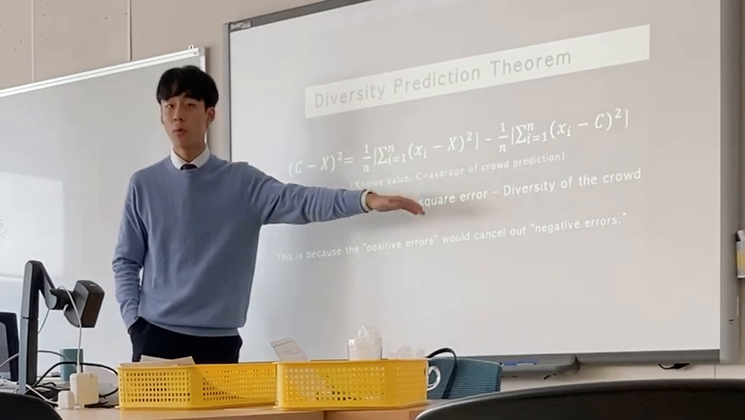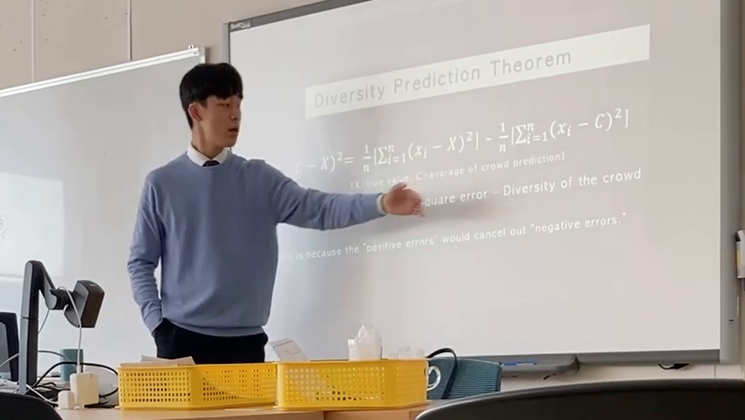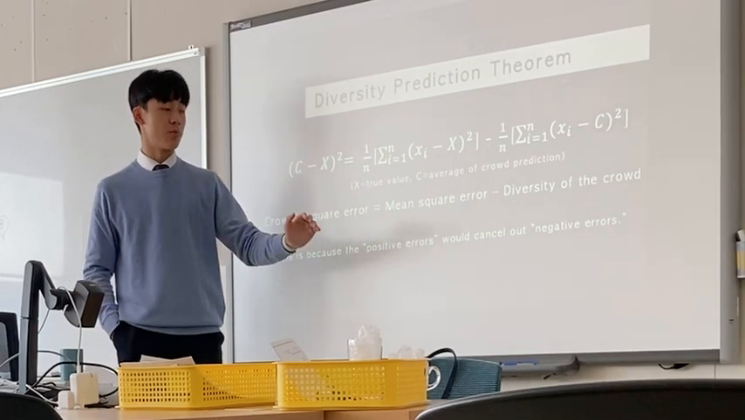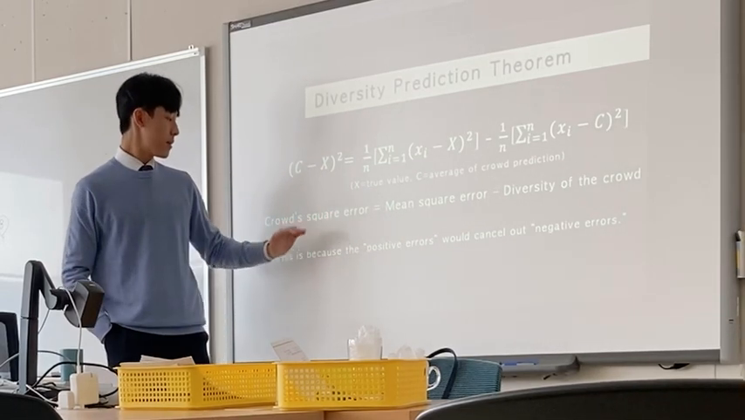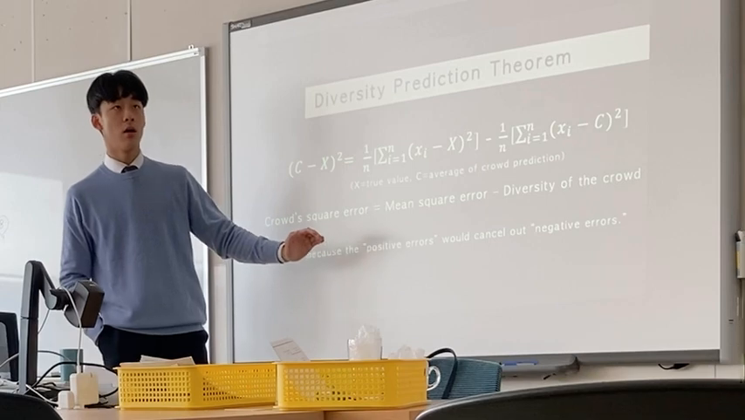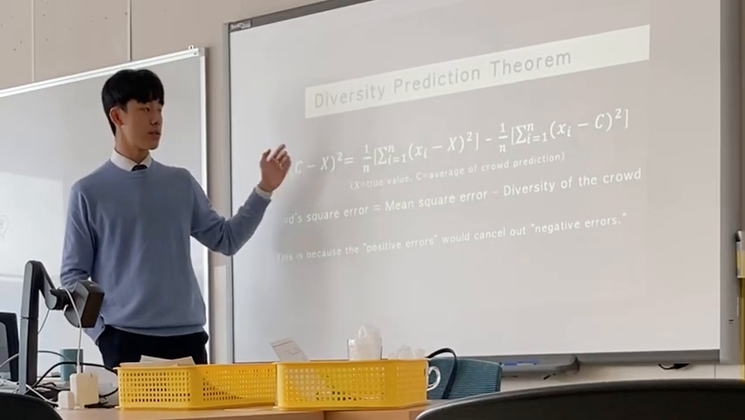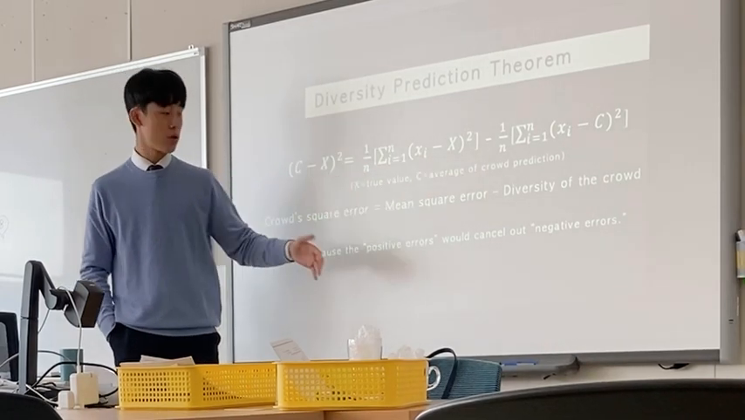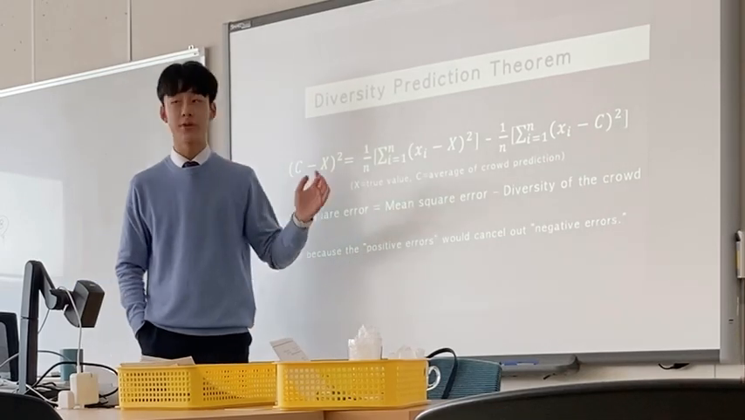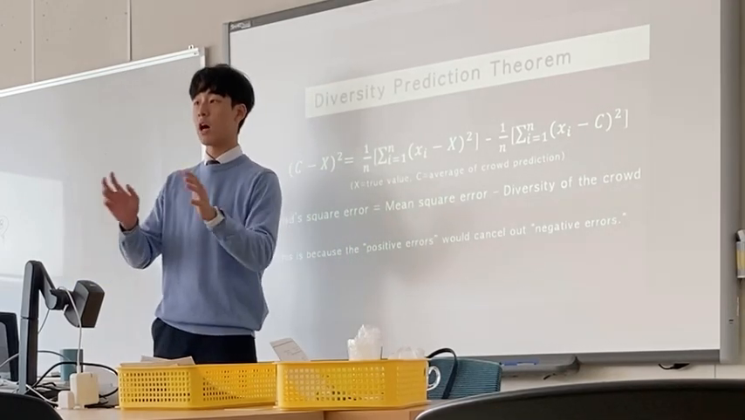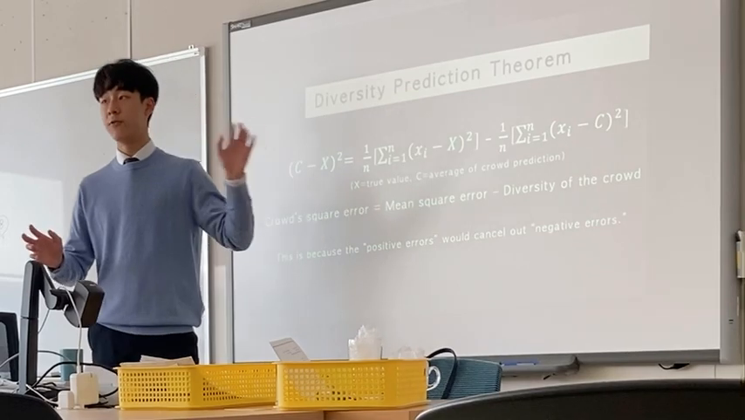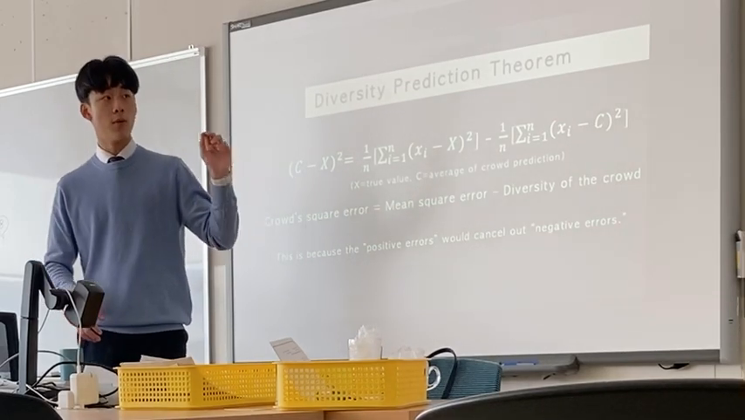Which means that the more diverse the crowd becomes, the smaller the crowd's square error will become. And the reason behind this, you could prove by just literally expanding each of the terms, but you could also say that the positive errors just simply cancel out the negative errors when you have many models, and hence the result will approach reality when you have many models.